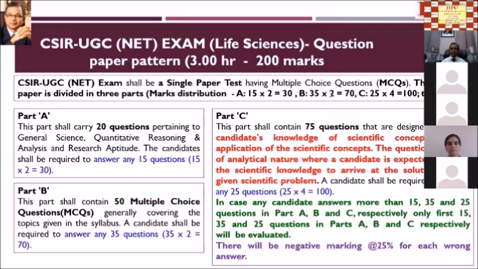One thing to note here is that for most of the multiple choice questions, there is negative marking, roughly around 0.25, meaning 25% for each wrong answer would be deducted.